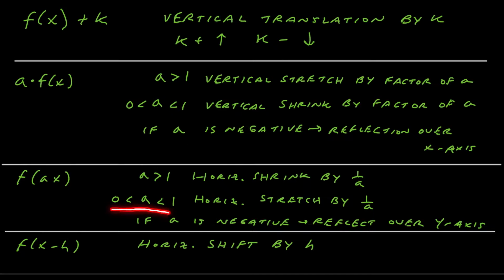Now, if the a value is between 0 and 1, then it's going to be a horizontal stretch by a factor of 1 over a. Again, the reciprocal. So if a was like 1/2, like if this is 1/2 x, grouped in parentheses like that, then it's 1 divided by 1/2, which is 2. So it multiplies the x values by 2 and stretches it horizontally by a factor of 2. And then lastly, if a is negative, and again grouped with the x, then it's going to reflect it over the y-axis. It's basically making all the x values the opposite sign, which reflects it over the y-axis.